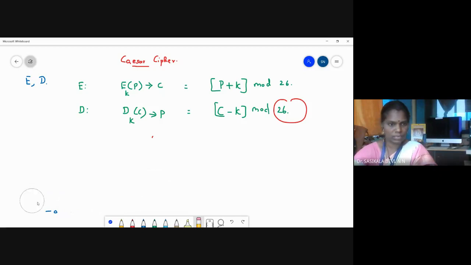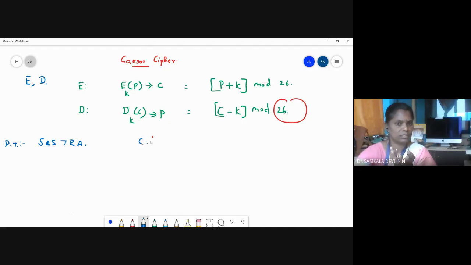Okay, let's take an example for Caesar cipher. I need to encrypt Shastra University. Let me take Shastra. I need to encrypt Shastra. So this is the plain text, and I have to convert it into ciphertext. Then the key k is equal to, for time being, I'm going to take 2.